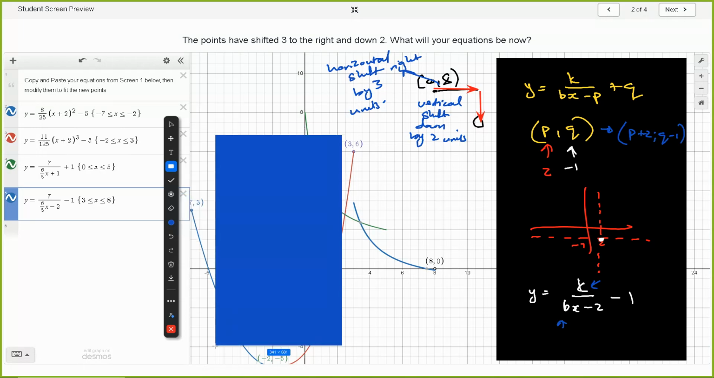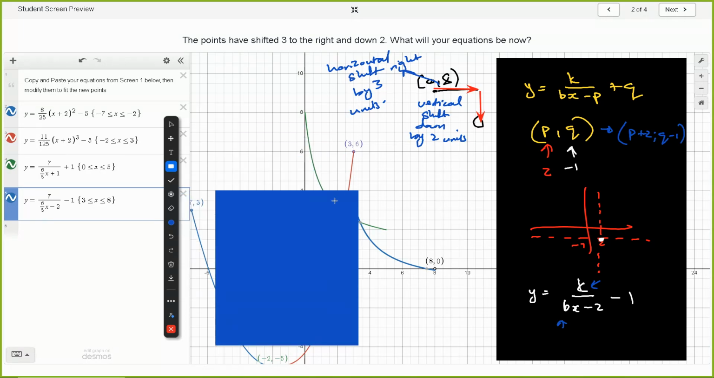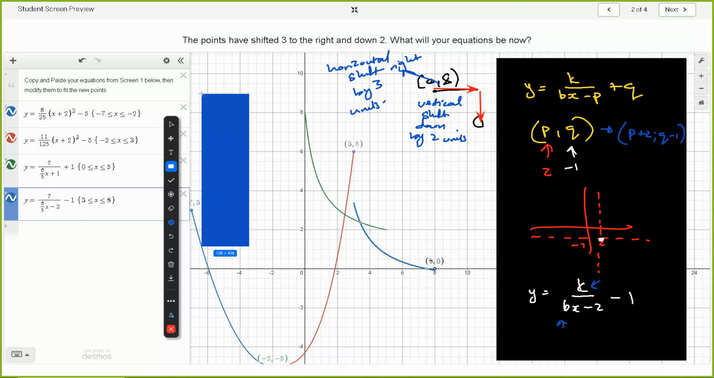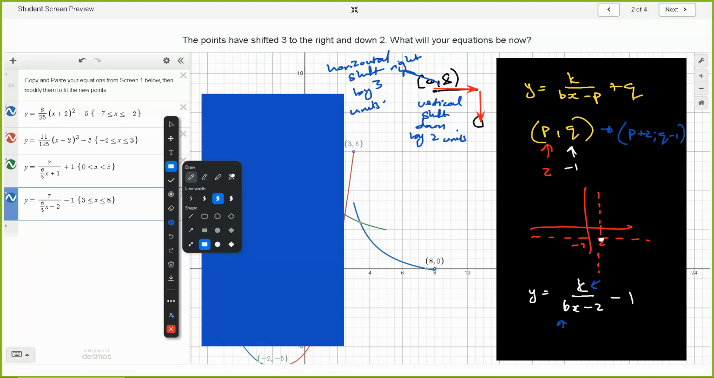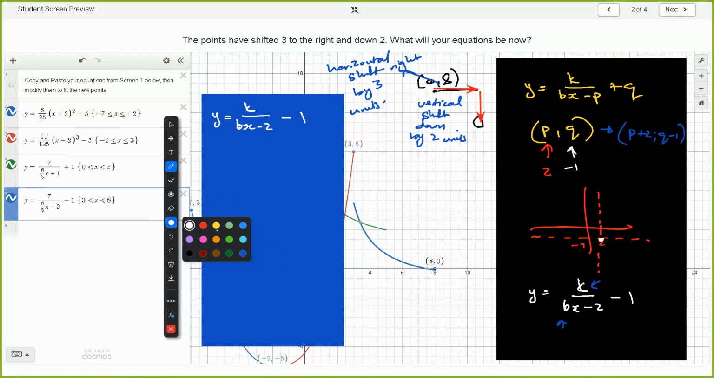I'm doing this on a trial by trial basis as we go through it. Typing it in, checking it, typing it in, checking it. I could have done it in one go, which may have saved some time. So I got k over bx minus 2 minus 1. Now I want this to go through 2 points, remember that? So we got 8, 0 and 3, 6. That's what we want it to go through.